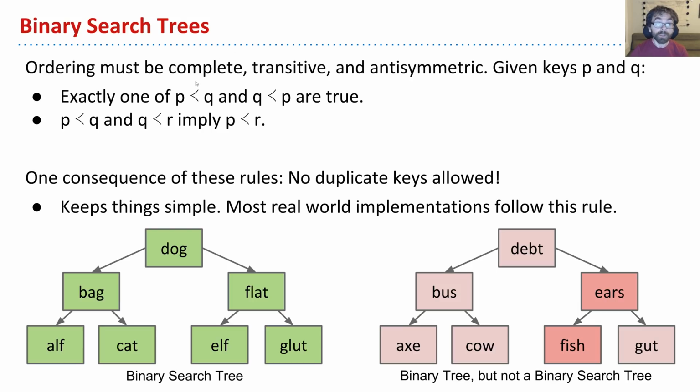Now, one consequence of these rules is we cannot have duplicate keys. As you'll note, we said you cannot have neither P less than Q nor Q less than P, you need to either have P less than Q or Q less than P. You cannot have any duplicates. And that makes the thinking simpler. And interestingly, most real-world implementations follow this rule. So what I mean by that is you cannot have the word dog twice in your binary search tree. That would break the rule that one of these must be true. And it turns out it doesn't actually weaken the power of our idea.